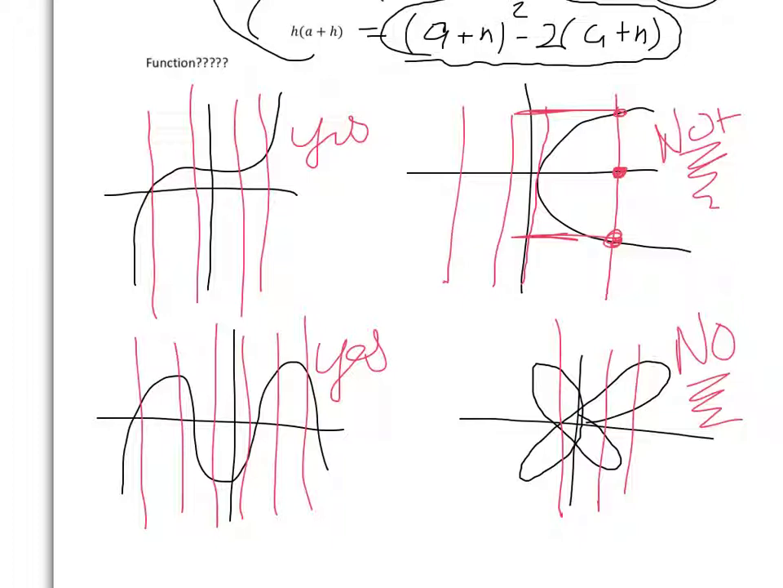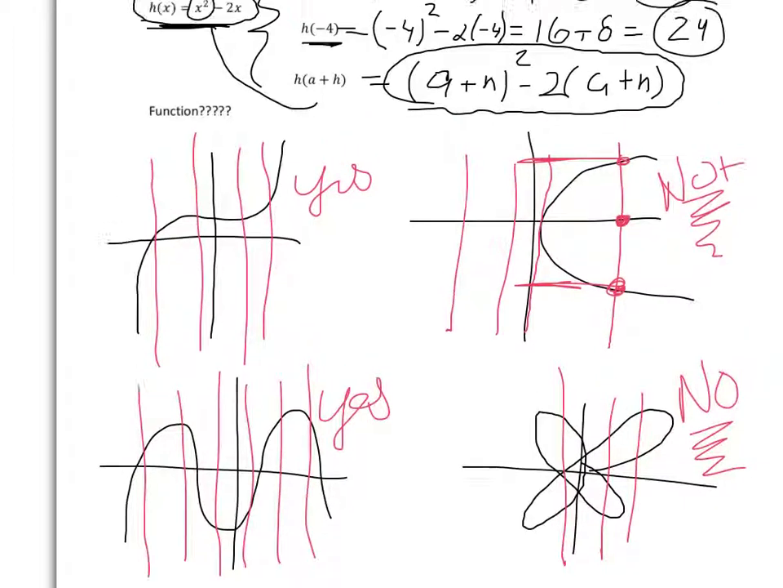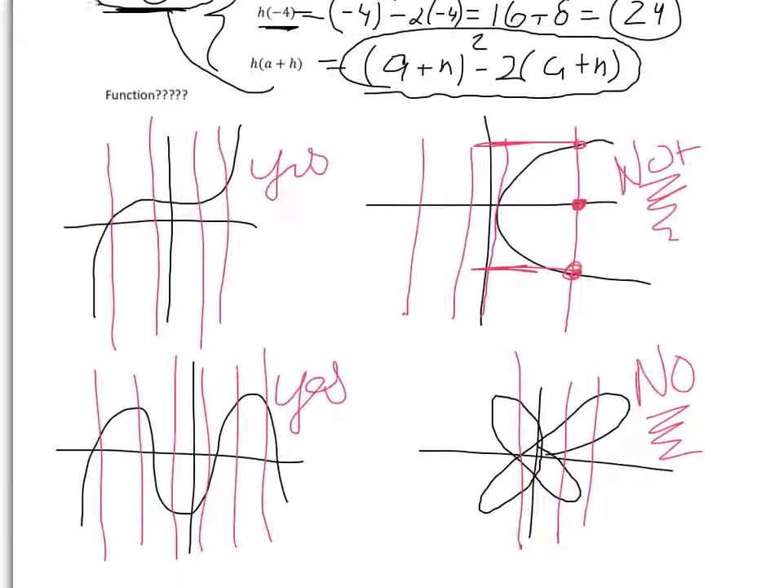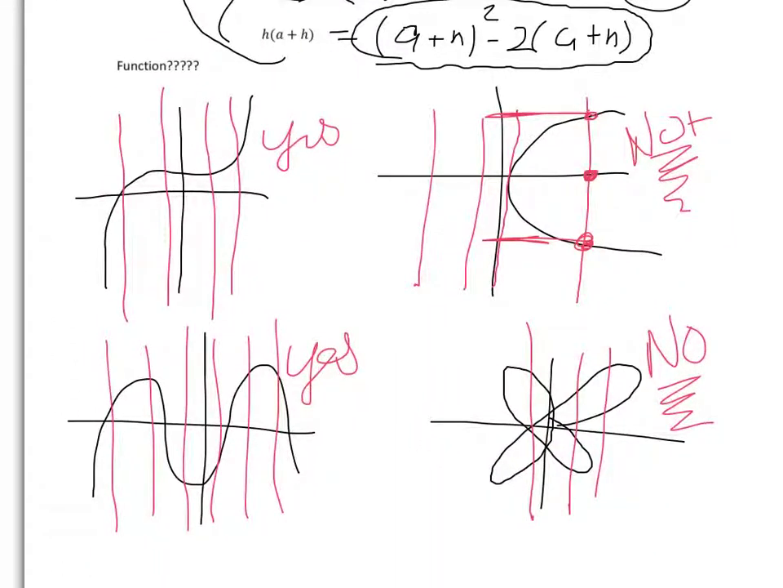So hopefully that makes sense. Just remember the rule of function notation is we're plugging these values in to the x's there. That tells us we're looking at the f. This right here tells us we're looking at the h. Plug that in for the x. And then we can determine whether the graph is a function by using the vertical line test.